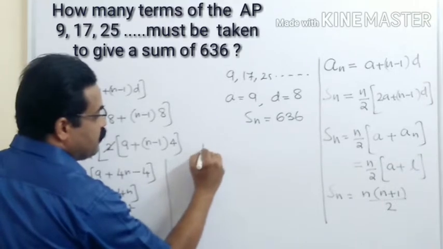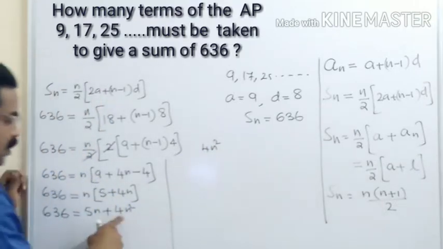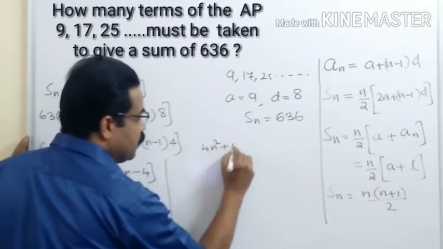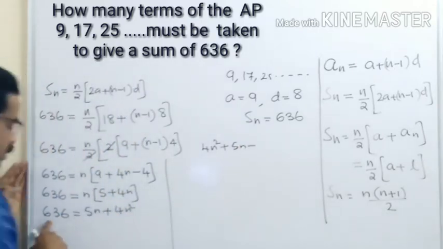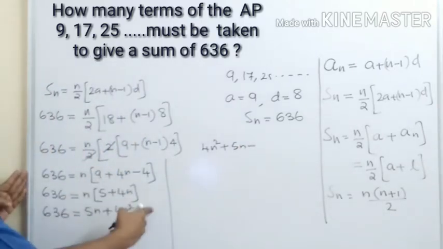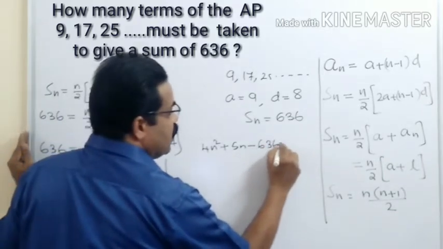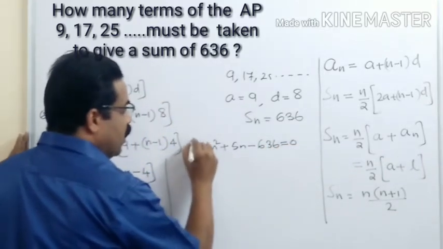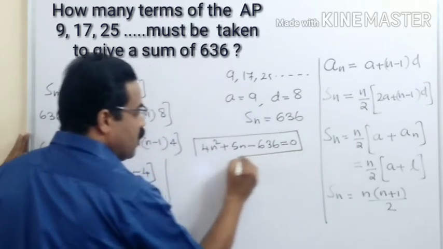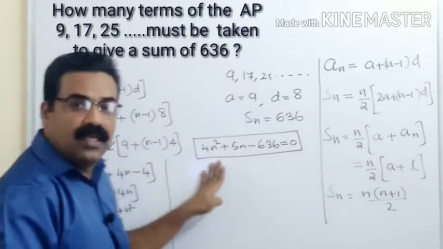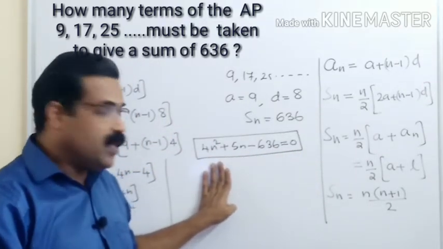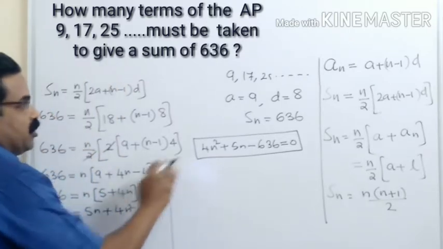4n square plus 5n minus this 636. If I take it to that side, students, it will become minus 636 equal to 0. So this is the quadratic equation formed. When you solve this quadratic equation, we will get the value of n. So let us solve this quadratic equation.